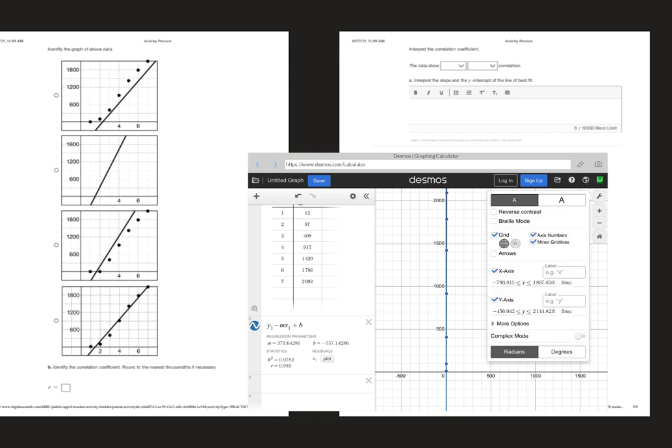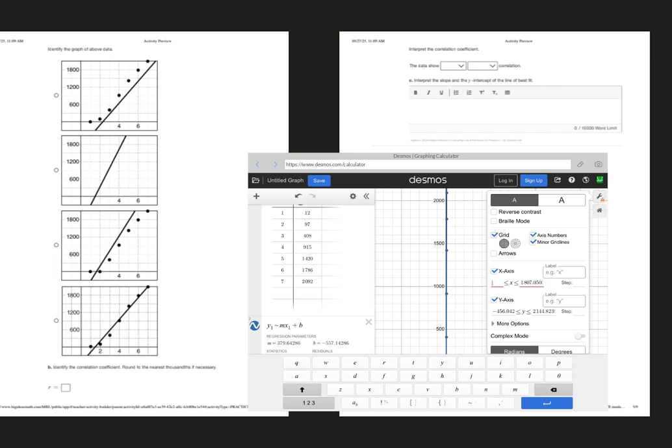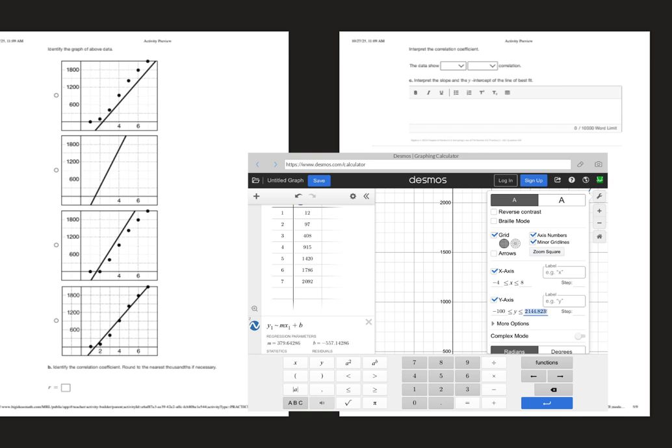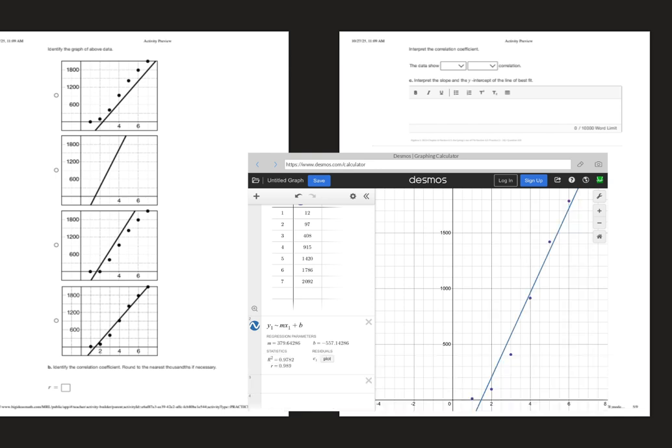So first thing I'm going to do is change my x to, let's see, -4. Because if you look at these, see how they're just going like 2, 4, 6, 8, and then that's like -2. So I'm going -4 to 8. And I'm not going to mess with the step. And on my y value, I'm going to go -100 all the way to 1900. 1900, there we go. And I'm going to tap out of that.